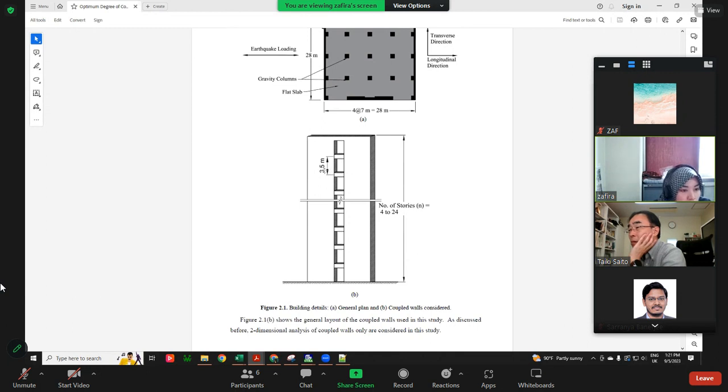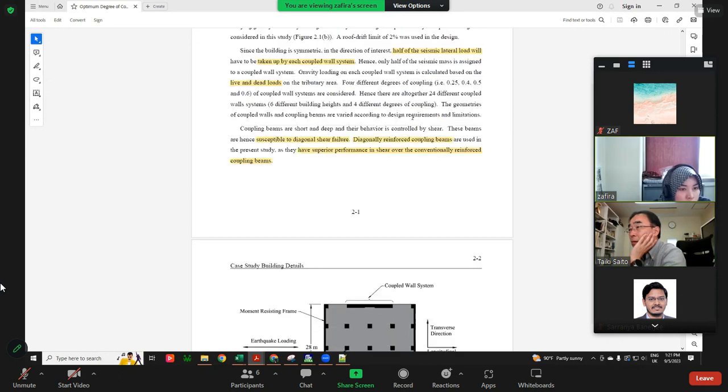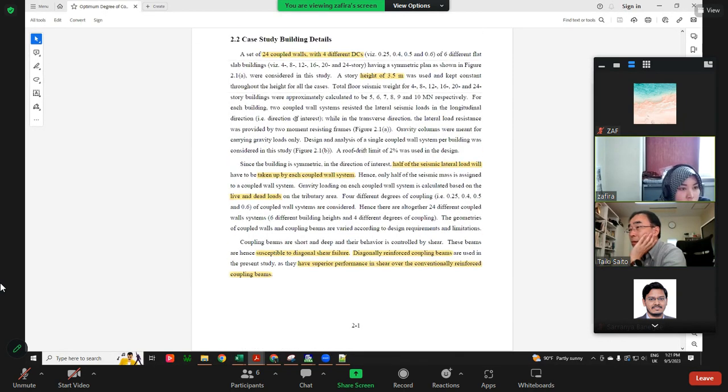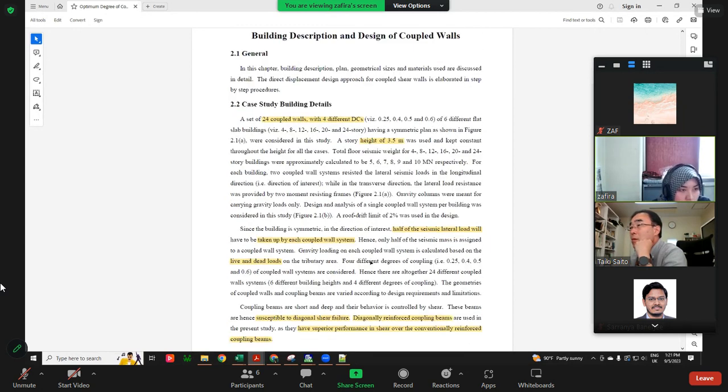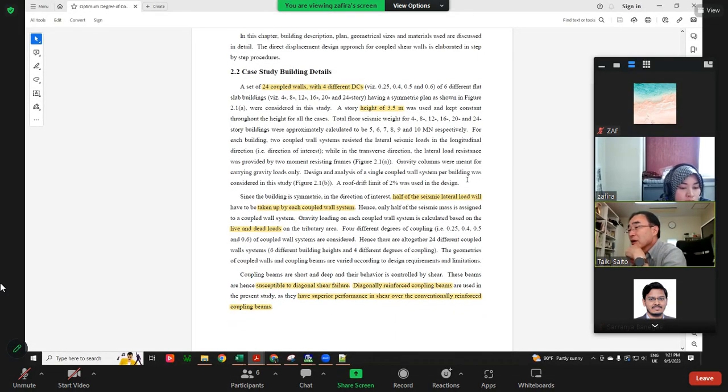The height is 3.5, but the thickness he doesn't mention. It's only mentioned the height of the walls, the interstory height. So I'm curious if he considered damage of the beam, damage of the wall. I mean, in our case, if we do pushover or dynamic analysis, the wall is yielding also.